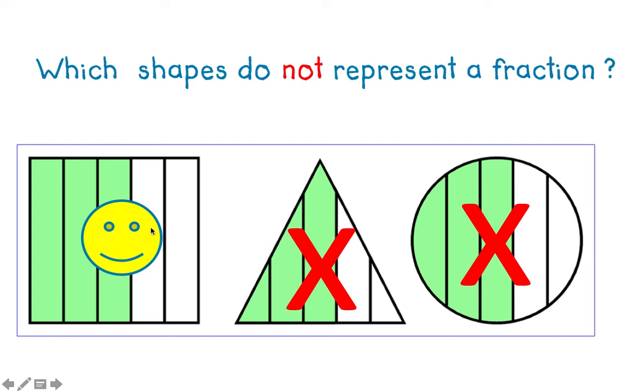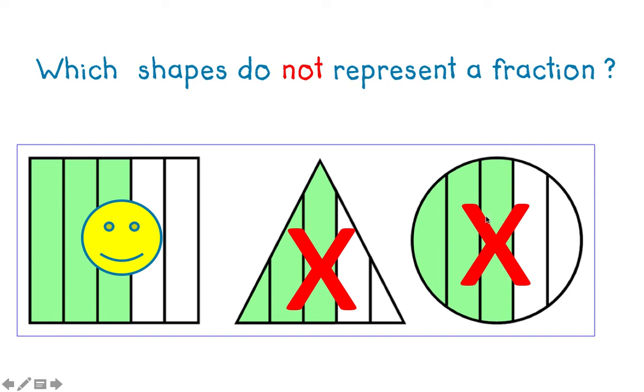The first one represents a fraction because I shaded 3 out of 5. And these 5 parts are equal in size. Equal parts, so it is a fraction. While in this one, I can see some parts are small and some parts are big. So not all the parts are equal. So they are not equal parts, so it is not a fraction.